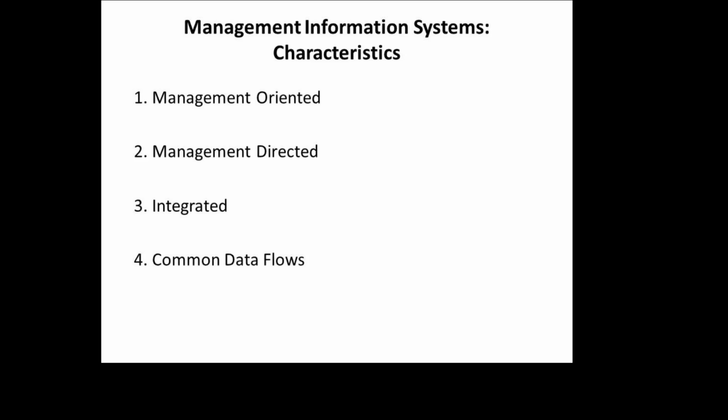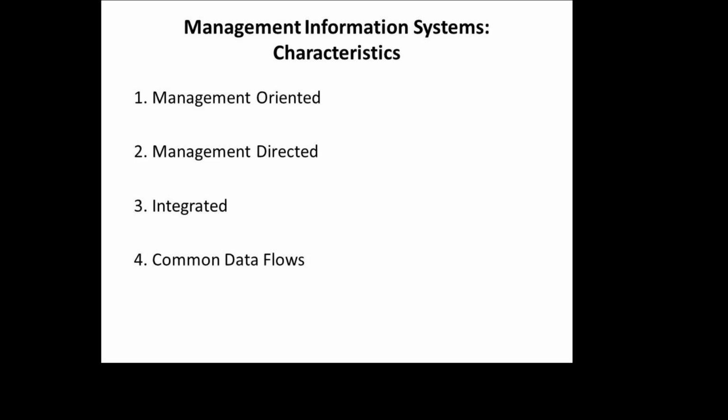Next one, integrated. MIS is an integrated one. It means we have different functional areas of management and also operational areas, and based on these two, functional as well as operational information, all these subsystems should be integrated into the business entity. In that way, an integrated information system has the capability of generating more meaningful information to the management. So this is what integration means.